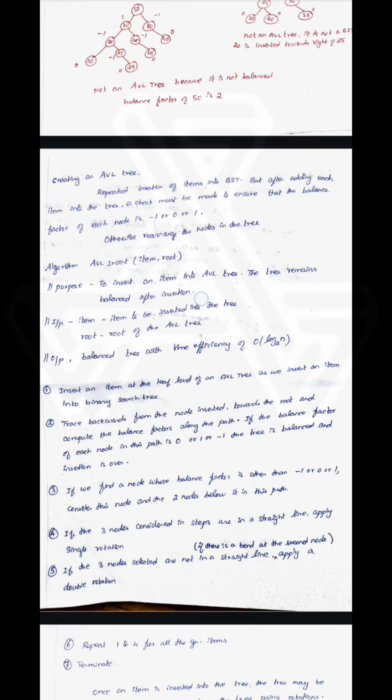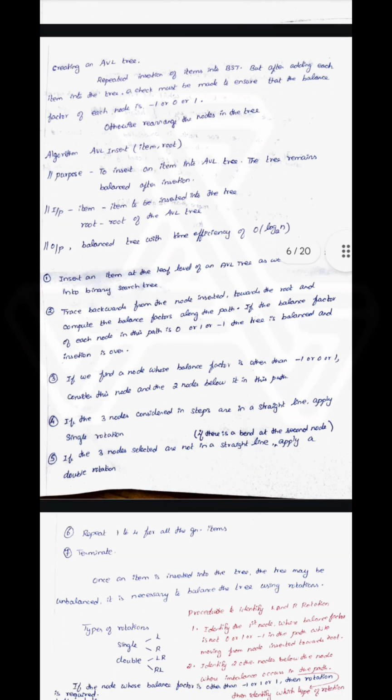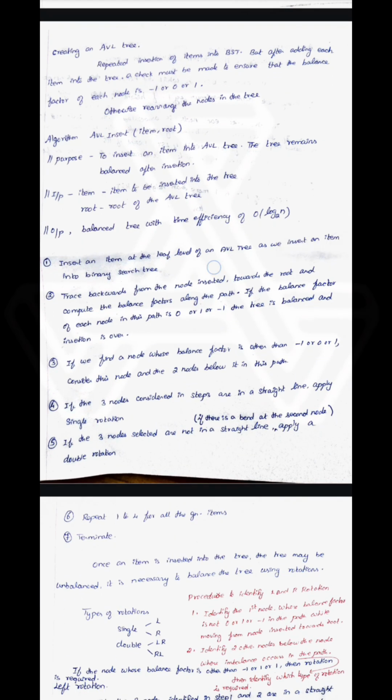Algorithm AVL insert of item, root. Purpose: to insert an item into an AVL tree. The tree remains balanced after insertion. Input: item to be inserted into the tree, and the root of the AVL tree. Output: balanced tree with time efficiency of big O of log n base 2.